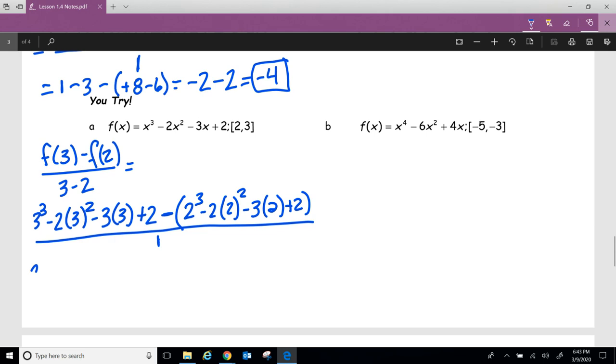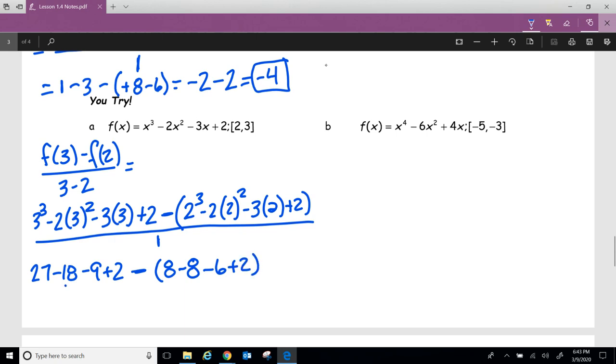Now 3 cubed is 27. 3 squared is 9 times negative 2 is negative 18. Negative 3 times 3 is negative 9 plus 2. Over here in the parentheses, I've got 2 cubed, which is 8. 2 squared times negative 2 is negative 8. Negative 3 times 2 is negative 6 plus 2.